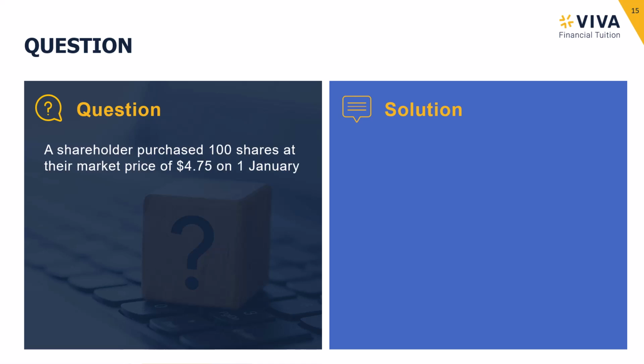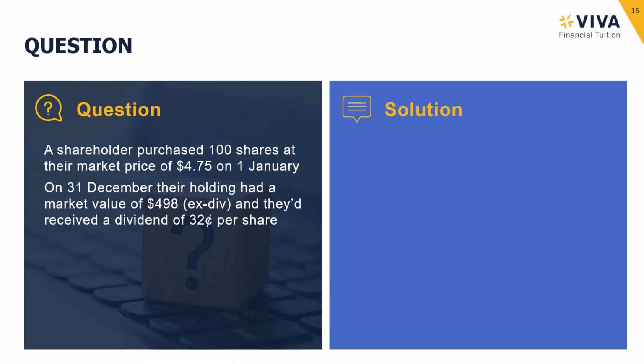A shareholder purchases 100 shares at their market price of $4.75 on the 1st of January. On the 31st of December, their holding had a market value of $498 ex-div, and they'd received a dividend of 32 cents per share. What is the total shareholder return per share?